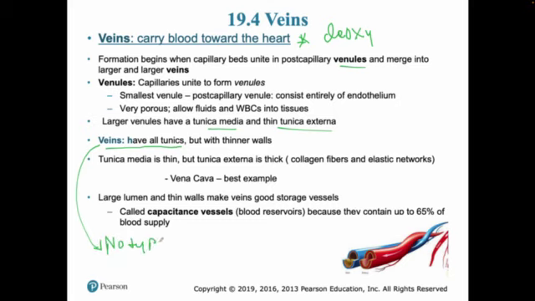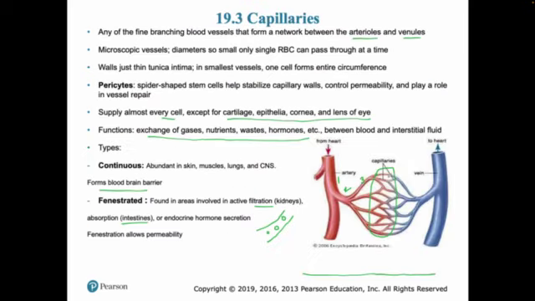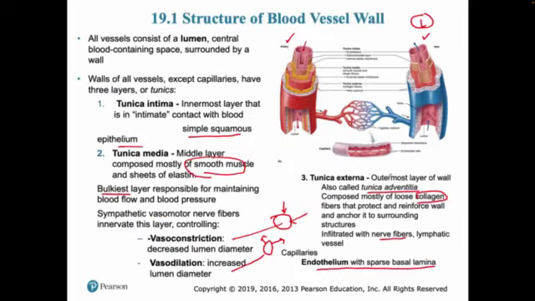They will have tunica intima, media, and externa, but they have thinner walls. Tunica media is thin, and externa is thick because it is made up of collagen and elastic fibers. Best example is vena cava. And they have a larger lumen. Let's quickly go back to the first picture. Here you can see they do have them, but their tunica media is pretty thin, and tunica externa rather is a little bit thicker.